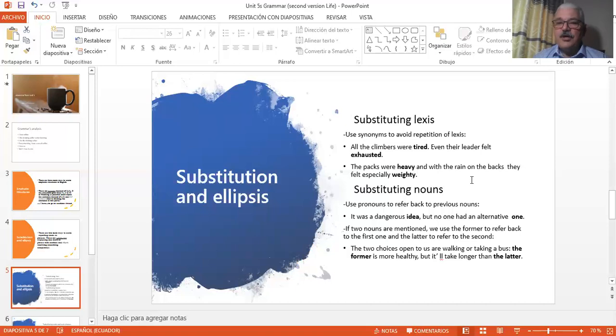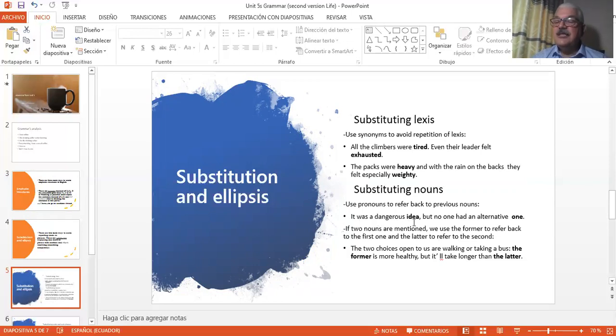The packs were heavy, and with the rain on the backs, they felt especially weighty. That is, using a synonym for this adjective. Well, we could also substitute nouns like this one. You may use pronouns to refer to the notion, that is the noun we had expressed before. And this is the case.